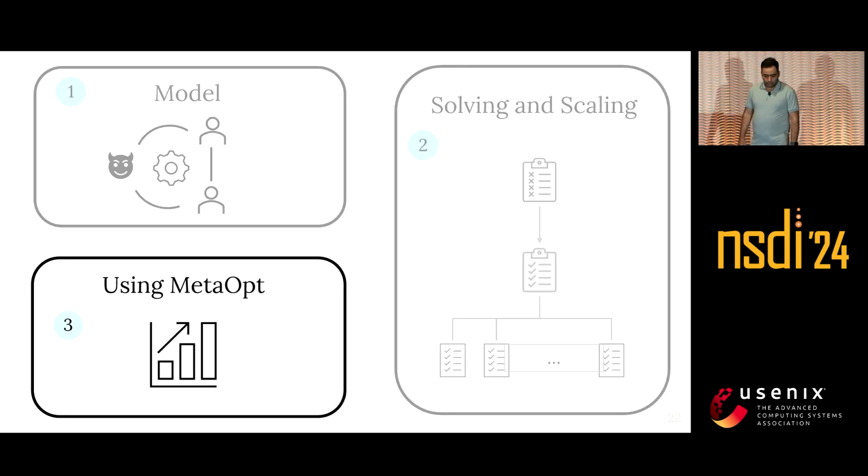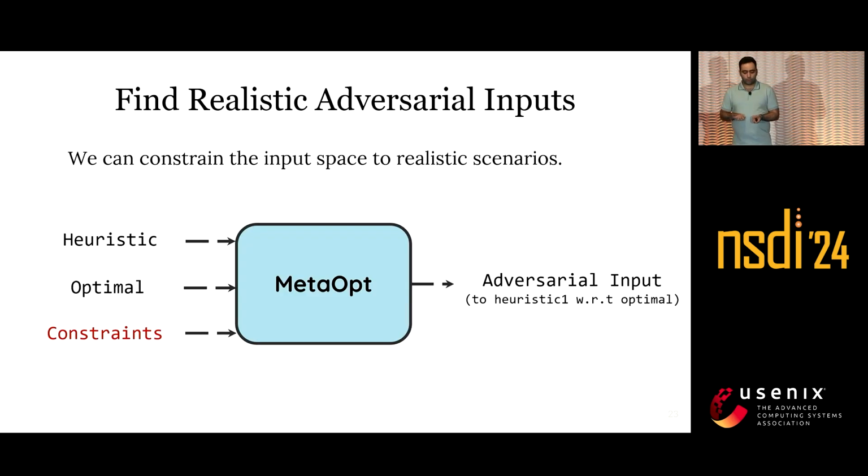So now the third question: how we can use MetaOpt. So far, I told you the simplest use case, which is comparing optimal and heuristic. In many cases, we know what our workload looks like. We know the space of inputs that we are interested in. We can encode these with some constraints as an input to MetaOpt. And MetaOpt is going to generate adversarial inputs that belong to the input space that we are interested in.